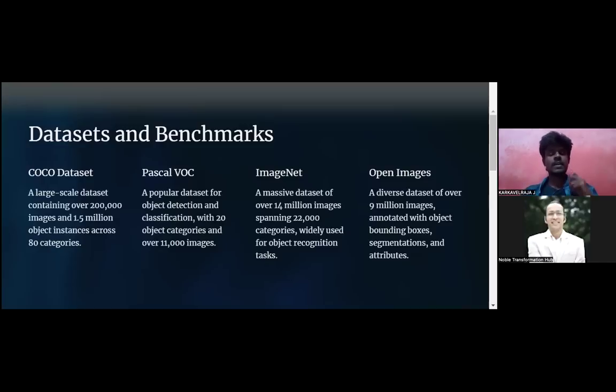COCO, Pascal VOC, ImageNet, and Open Images are some of the datasets which are open source. They are very easy to use, and everyone uses them as a base for any kind of computer vision task. So this is all about object detection benchmarks and datasets. Okay, over to you, sir.